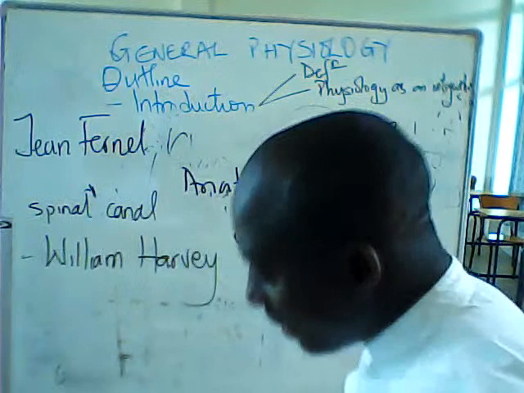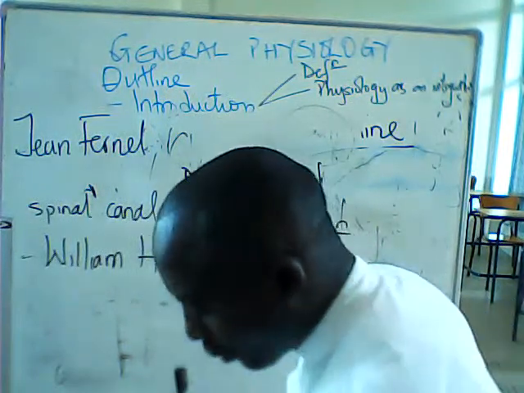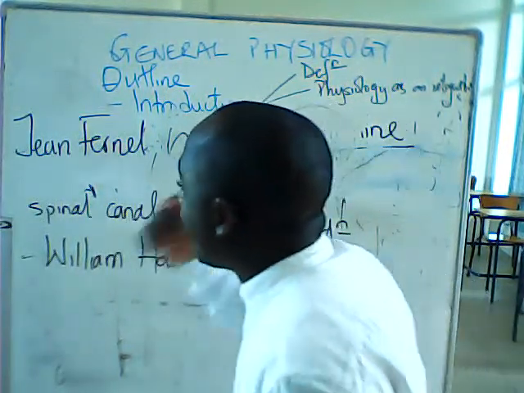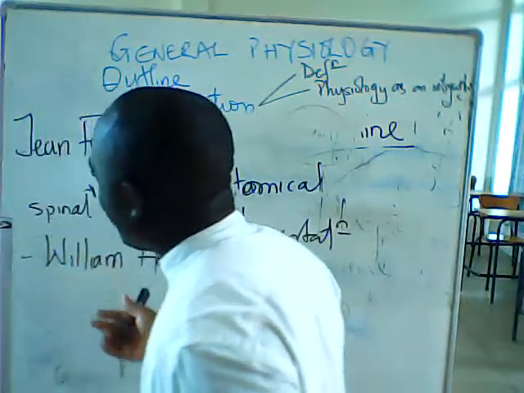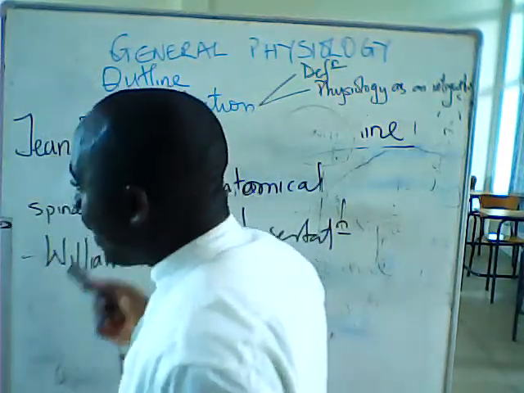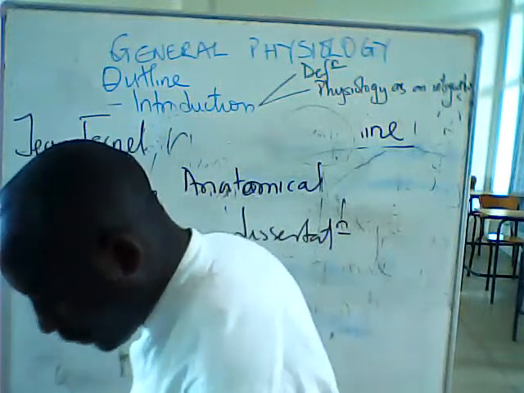And in 1838, a shift in thought occurred when the cell theory was described. You remember the cell theory by Matthias Schleiden?